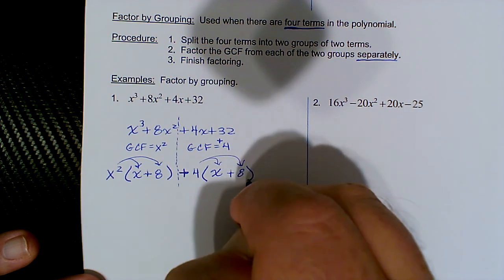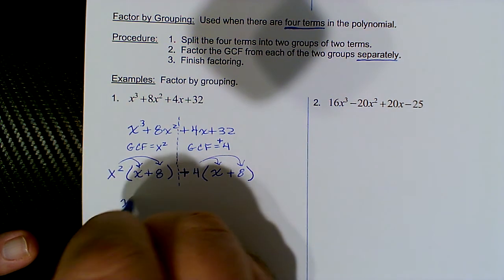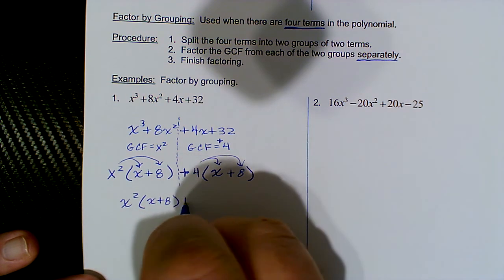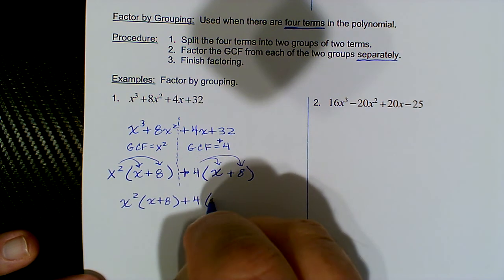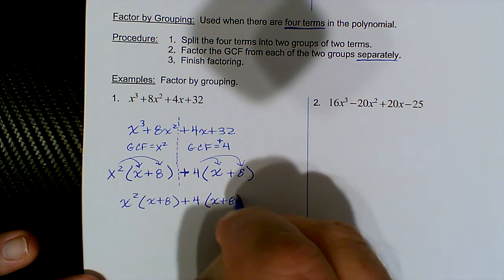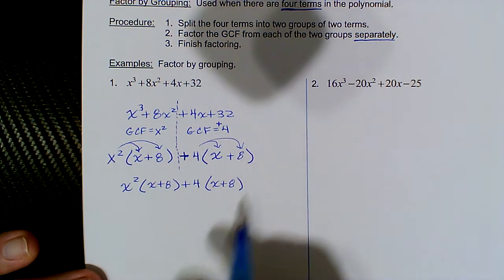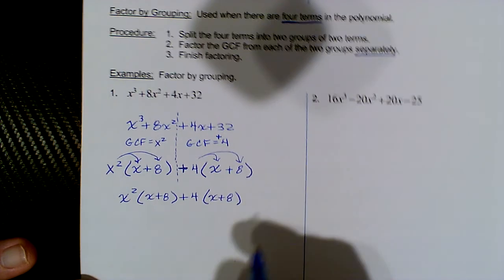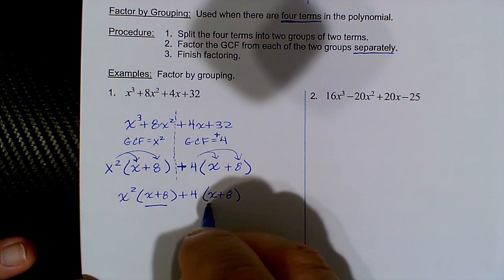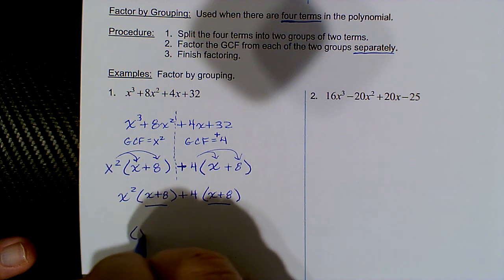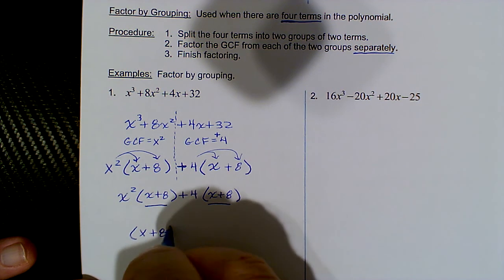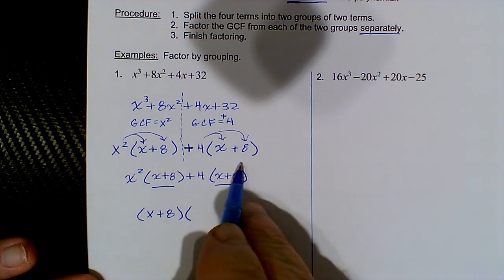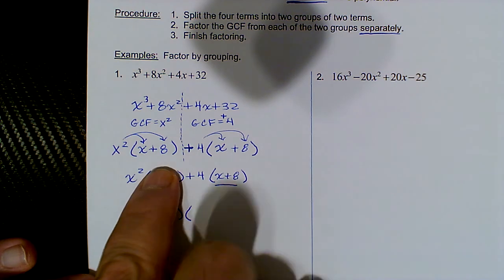So let me recopy what we have now. We have x squared times x plus 8, and then plus 4 times the binomial quantity x plus 8. So you can see that now it's just like the previous examples, where x plus 8 is a common factor. We'll write it down. And then the leftovers, basically just cross them out, cover them up, whatever you want. You can see it's x squared plus 4 is what's left over.